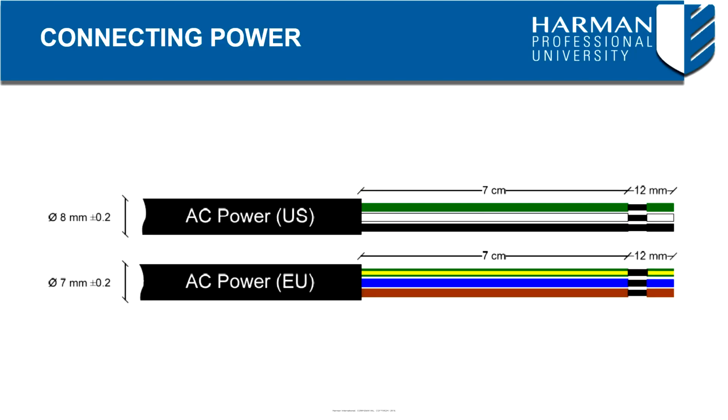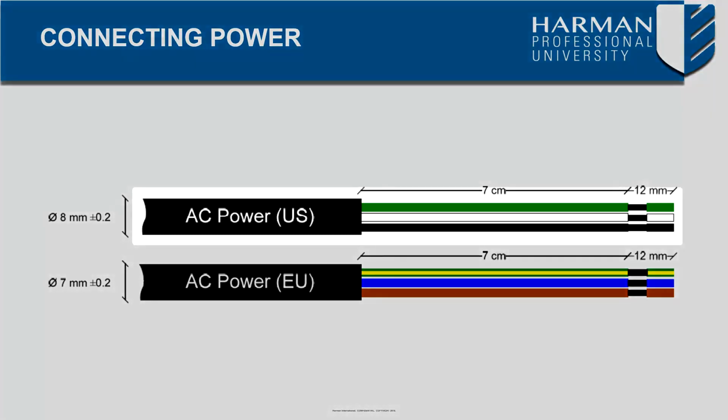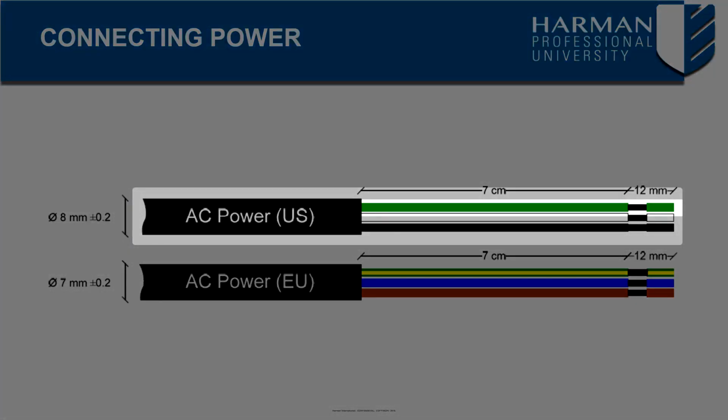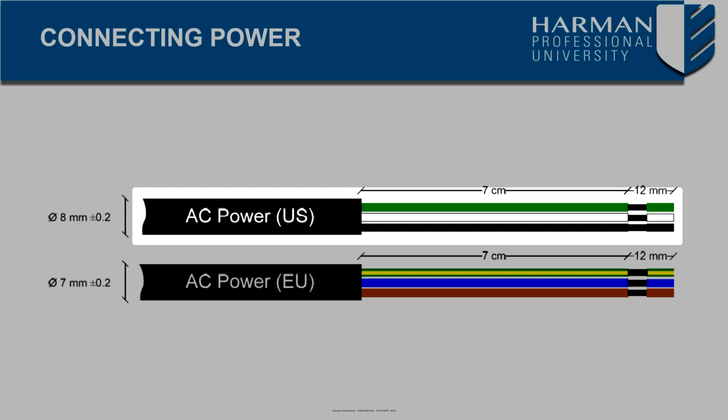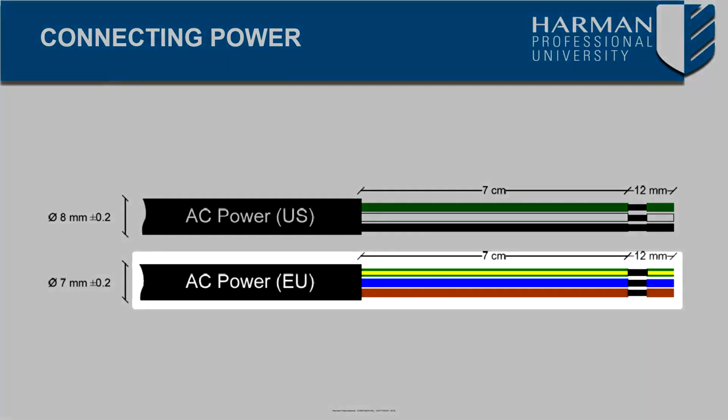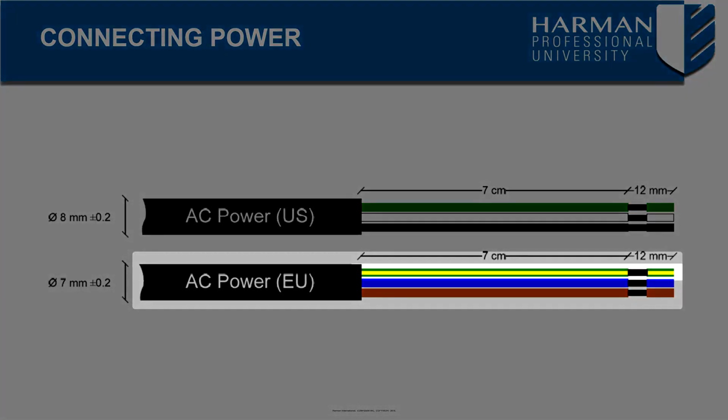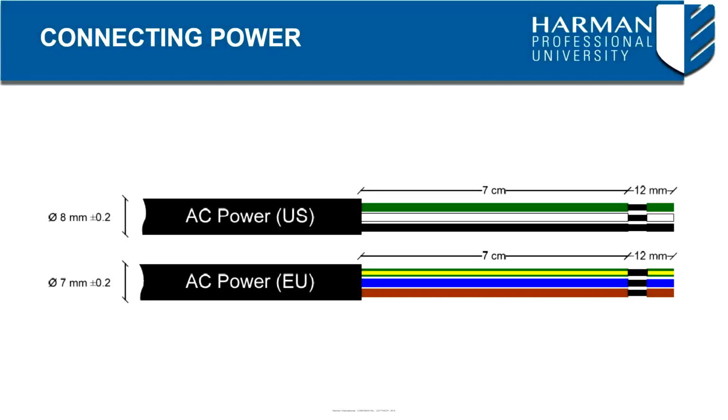The fixture is supplied with a power cable installed, ready for connection. Connect the conductors in the power cable to the distribution circuit inside a suitable junction box. For US models, connect the green wire to earth ground, the white wire to neutral, and the black wire to a live single phase power. For EU models, connect the yellow-green wire to earth ground, the blue wire to neutral, and finally the brown wire to a live single phase power.